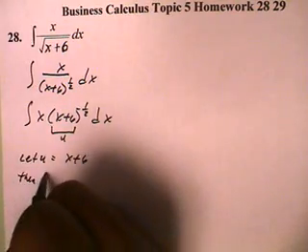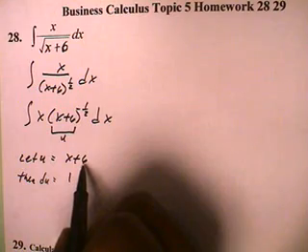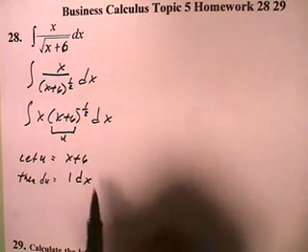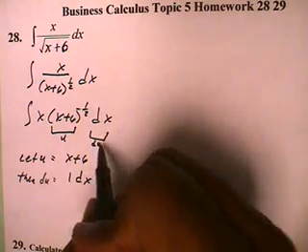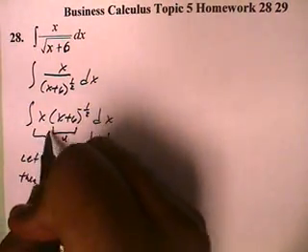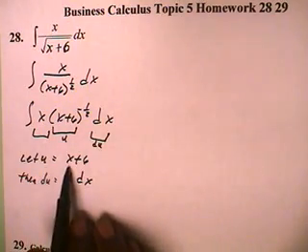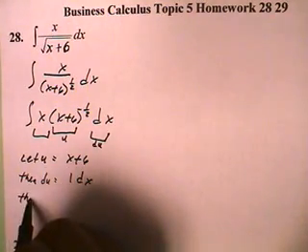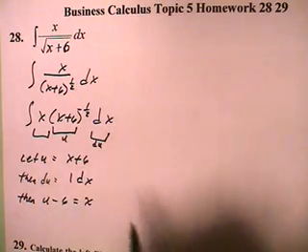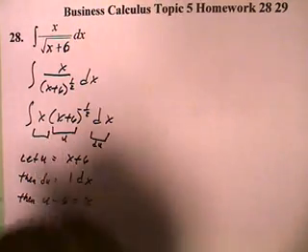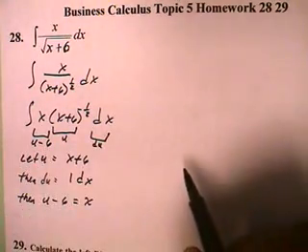Then the derivative of u will be the derivative of x, which is 1, derivative of x plus 6 is 0, times dx. And this gives me a replacement for my du. But notice I have no replacement for my x. Well, since u equals x plus 6, then that will imply that u minus 6 would represent x. So this x right here could be rewritten as u minus 6.